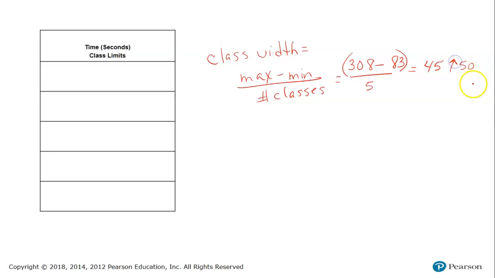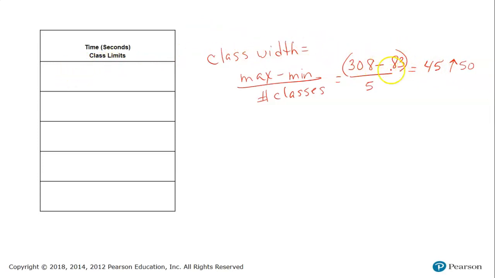So that's where it's a little bit subjective. You could have done a class width of 45. You could have done a class width of 46. You could do a class width of 50. You don't want to get too far away from the value, but as long as it's larger than the class width, it will be appropriate.